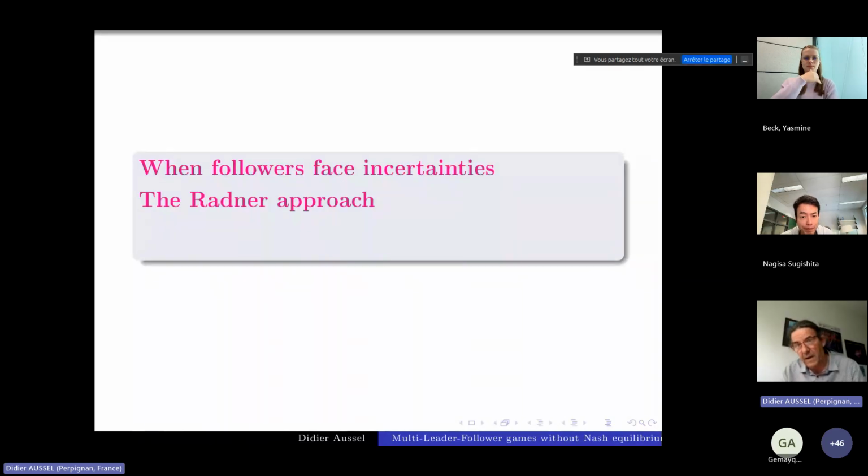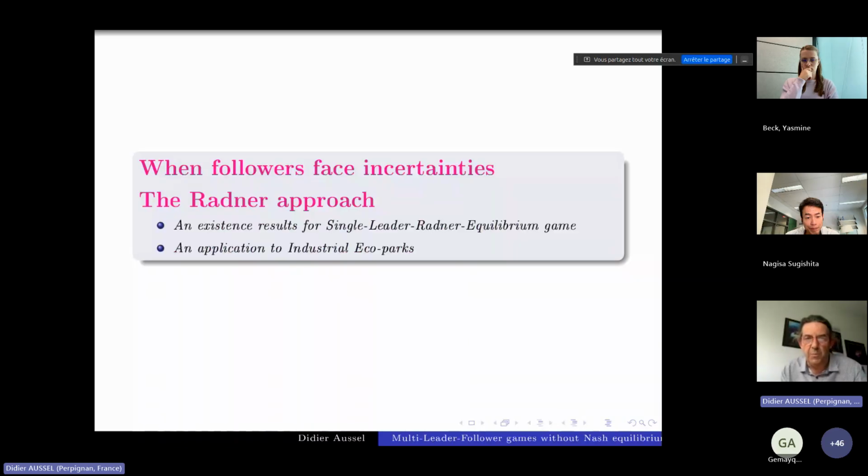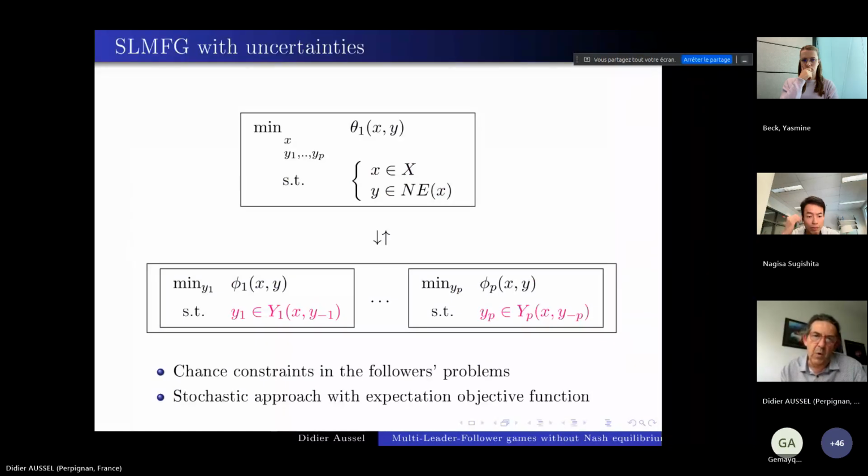The idea is now that I would like to forget about the fact that we have a Nash game to model the interaction between the followers. One possibility, especially if you have some uncertainties, is the Rahner approach. I will briefly speak about existence and application to industrial ecoparks. Imagine that you still have a structure like that, but this interaction is no longer the same; you have some uncertainty here, some kind of omega, somewhere. Of course you can have an approach of chance constraints at the follower level, or stochastic approaches with expectation in the objective function, things like that.